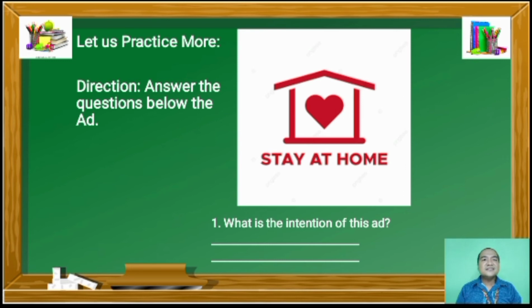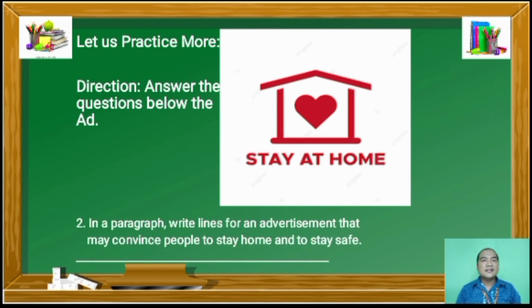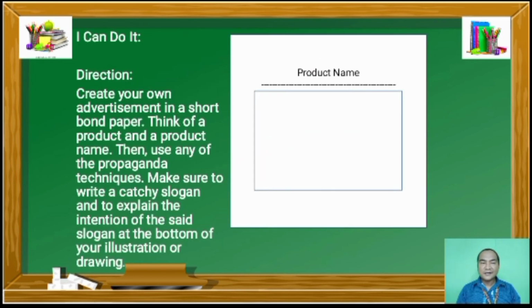Direction: answer the questions below the ad. Write your answer on a 1/2 sheet of paper. Okay? Number 1 question: what is the intention of this ad? You can see here a house with a heart inside and the text saying stay at home. Number 2, in a paragraph, write lines for an advertisement that may convince people to stay home and to stay safe. Okay? Now, this is your performance task.